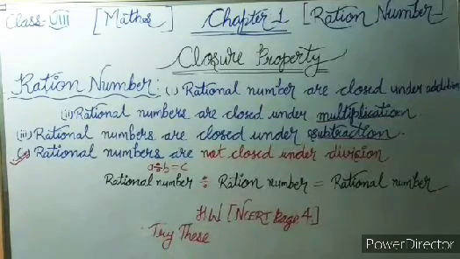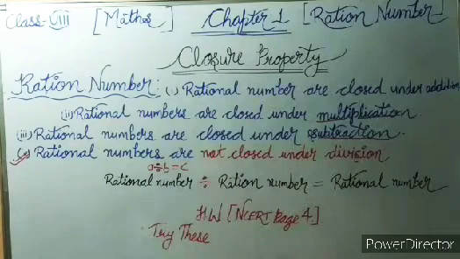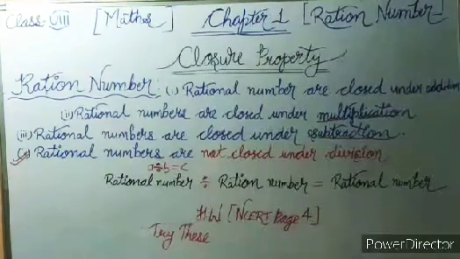So the homework is, you see page number 4 of the NCERT rational numbers chapter number 1. On page number 4 you will see there is a Try This. Fill in the blanks in the following table. Okay, it is your homework. Now we move to our next property.